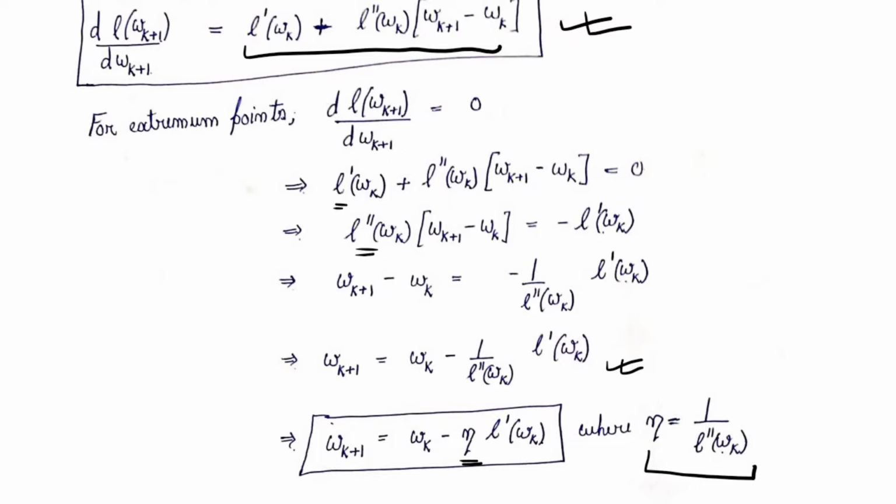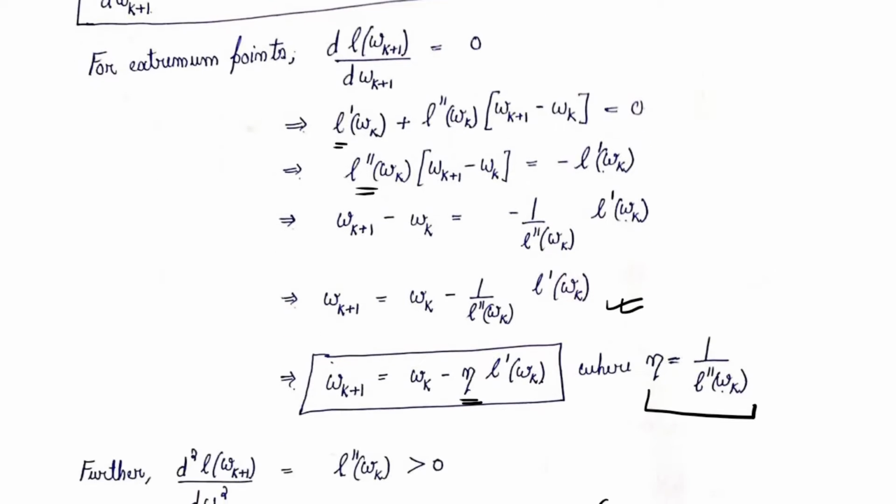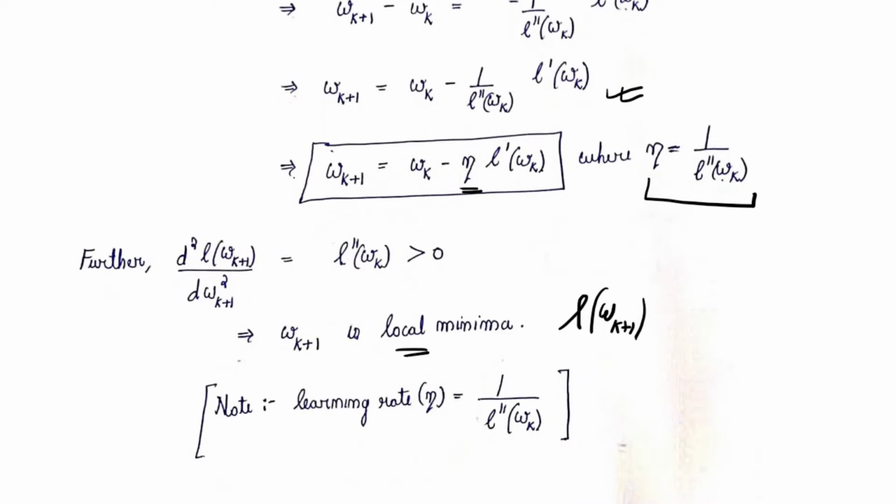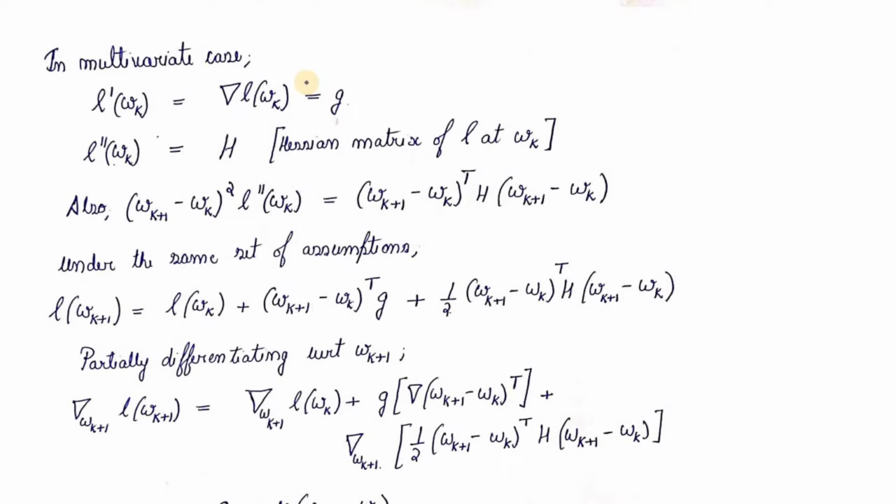Now we need to make sure this updation rule is minimizing the loss function. That's what we do. We do the double derivative, which is greater than 0, and hence we get the local minima. And the local minima is obtained when we do an updation rule like this. However, we may need to consider more than one dimension, and in such cases we will consider the multivariate Taylor series approximation method. So in the multivariate case, we will proceed with some assumptions.